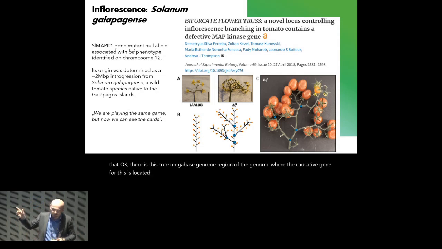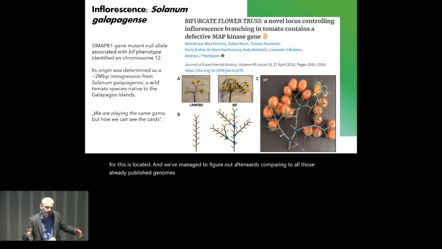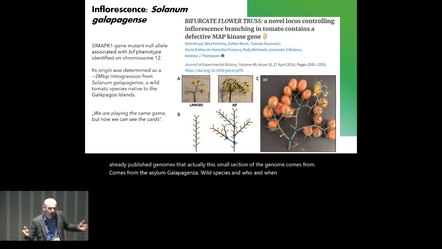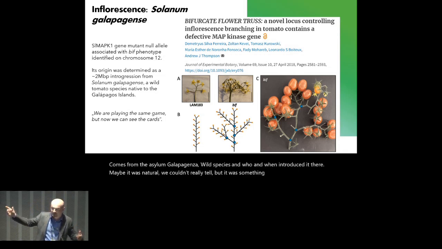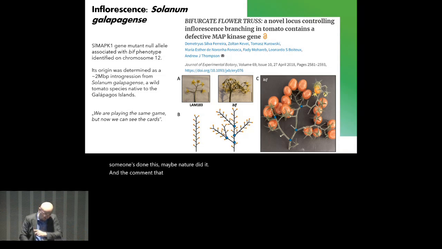And we managed to figure out afterwards, comparing to all those already published genomes, that actually this small section of the genome comes from the Solanum galapagense wild species. And who and when introduced it there, maybe it was natural, we couldn't really tell. But it was something that we could identify. So someone's done this, maybe nature did it. And the comment that the supervisor made then to Dimitrios as well: we're playing the same game, we're just seeing the cards now.